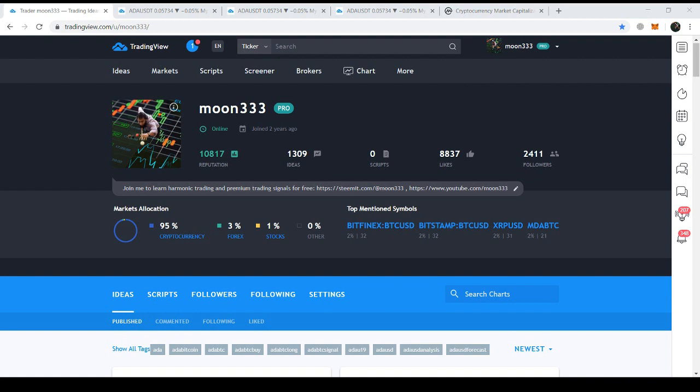Hope you're well, and today we will take a look at price action of ADA or Cardano.